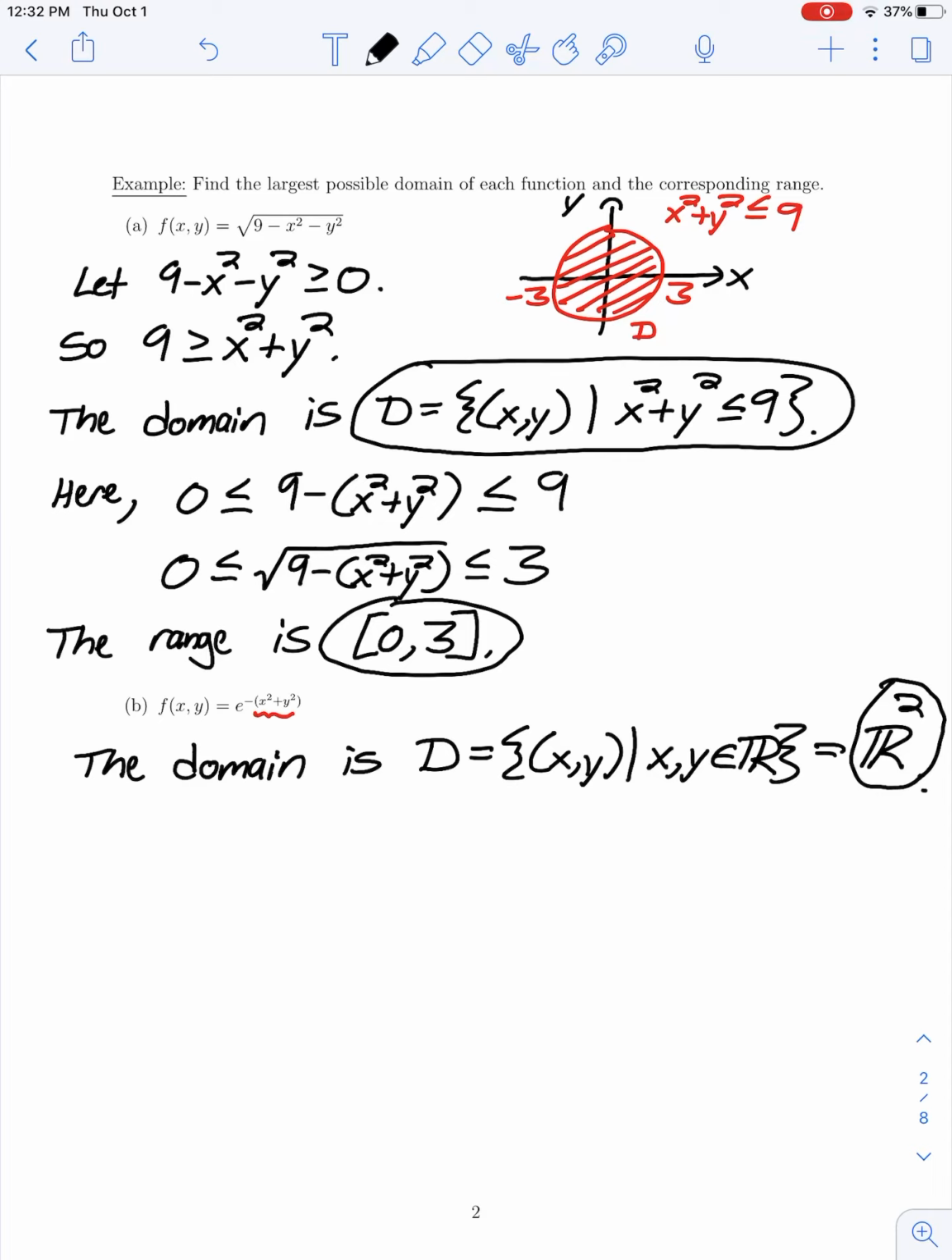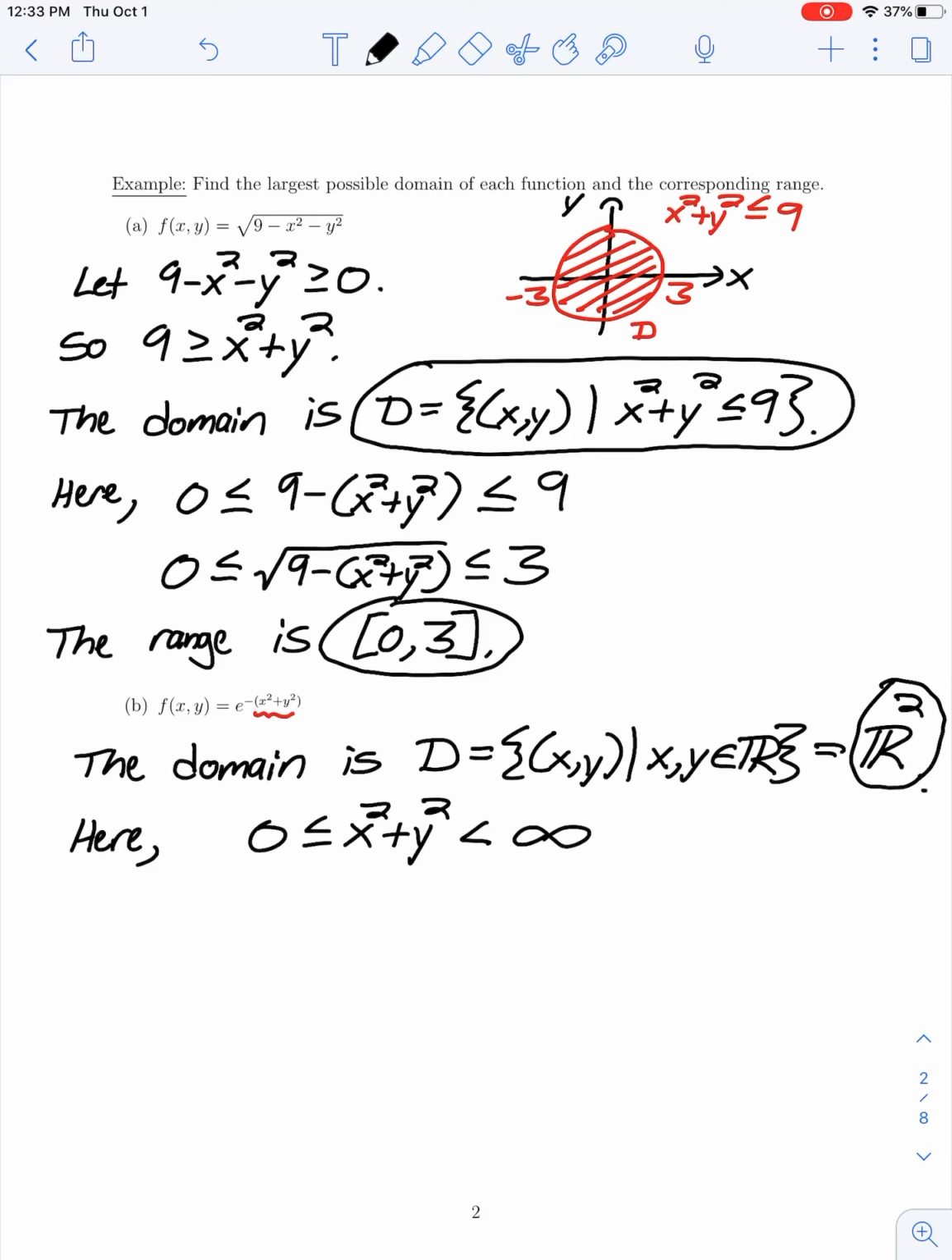Now to determine the range of this function, again, we see that we're working with a composite function. So let me start with the range for the innermost function and then work my way outward. So here I could say, let's consider our innermost function, x squared plus y squared. Now I know the smallest value that I could have for the sum of two squares would be 0. So the sum of x squared and y squared must be at least 0. And if x and y are allowed to be any real numbers, then the sum of these squares could become infinitely large.